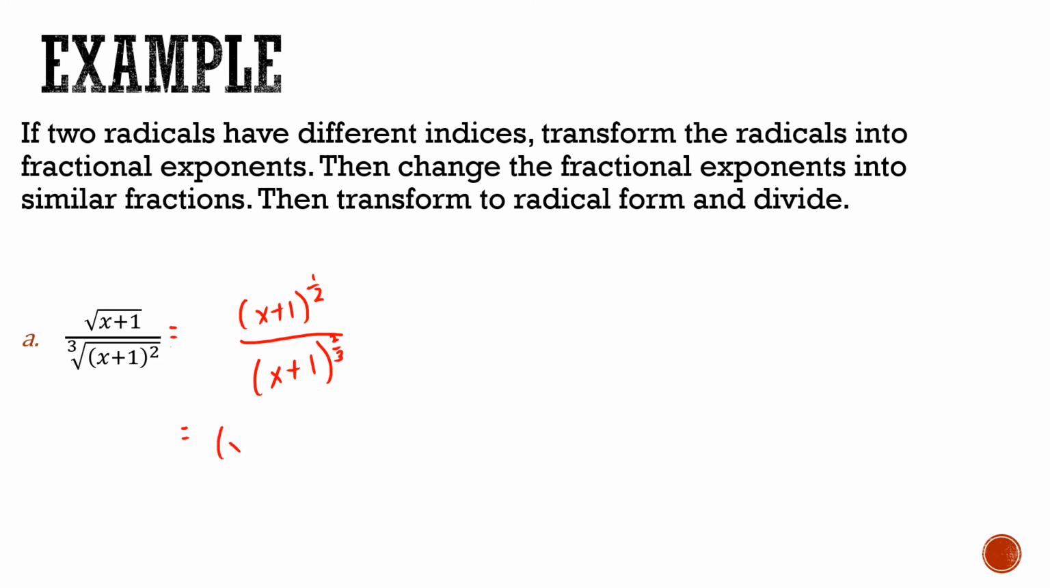So we got x plus 1. 6 divided by 2 is equal to 3, times 1, we got 3. So this will become 3 over 6 over x plus 1 raised to 6 divided by 3 is 2, times 2, we got 4. So we got 4 over 6.